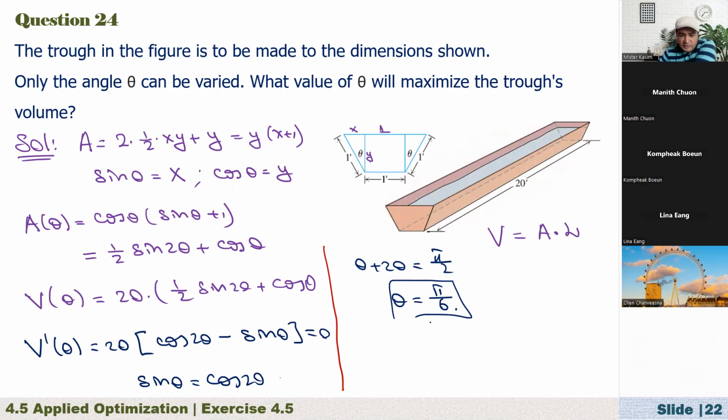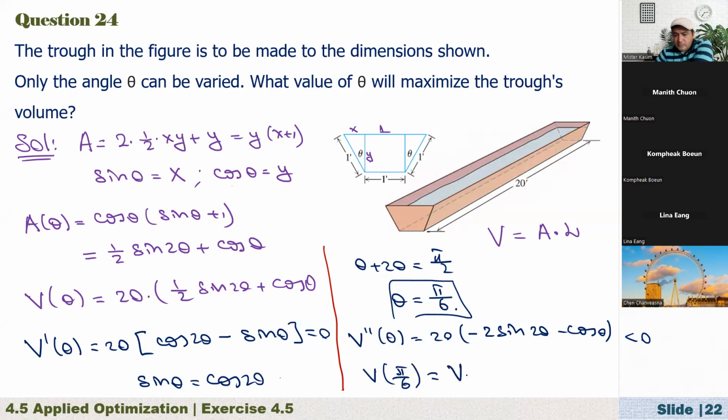So what value maximizes the trough, what is its volume? Again, by differentiating one more time, you will see that at pi over 6, it is negative. For example, V double prime of theta is equal to 20 times, for cosine of 2 theta, it is minus 2 sine of 2 theta, and minus cosine of theta. And you see here, both are positive, and just take this negative out, so it will be less than 0. And that's why V of pi over 6 gives us the maximum value of the trough.